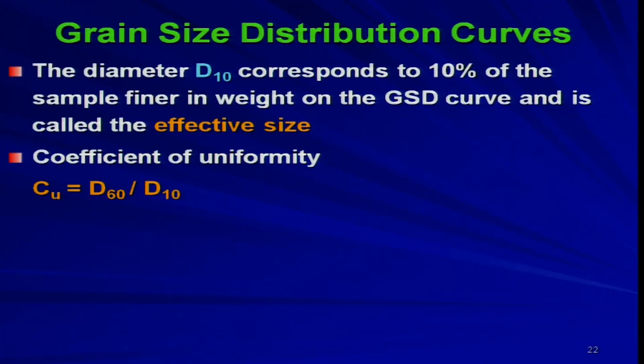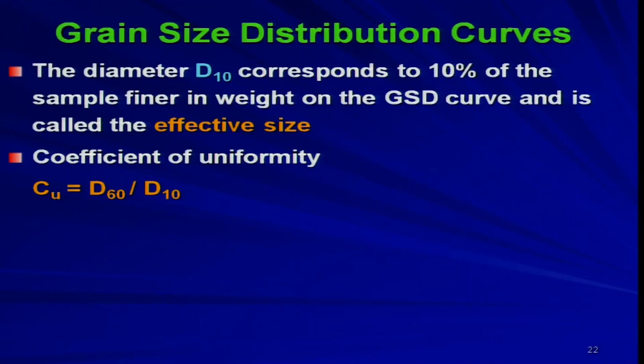Similarly, we can define a few parameters by which we can get an idea of whether it is a well graded or poorly graded sample. The first one is the coefficient of uniformity. Cu is given by D60 by D10. What is D60? D60 corresponds to 60% of the sample finer in weight on GSD. Of course, D60 will always be higher than your D10. So, the ratio of D60 and D10 is your coefficient of uniformity.